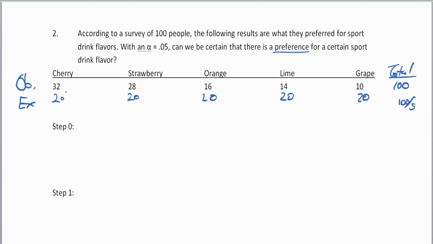So we're noticing that there are some big differences here at the cherry and here at the grape, but the differences aren't as pronounced around orange and lime. But does the strawberry difference mean that there could be a preference? Well, the only way to find out is by using a hypothesis test. Now we are going to do the subtraction here, and 32 minus 20 is 12, and this minus this is 8, negative 4, negative 6, negative 10.